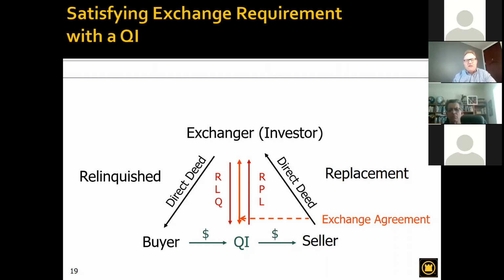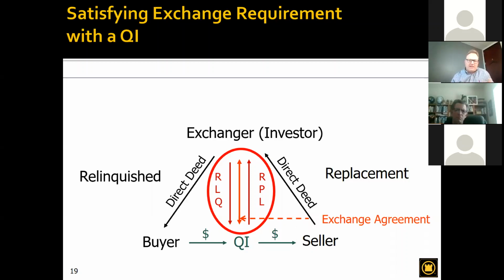But as you can see, the investor right here, they gave up real estate and they received real estate. They never touched any cash. And again, the instrument that makes all of that happen is the exchange agreement. Again, probably one of the most important things to remember is that that document has to be in place prior to close. If it is not, you do not have an exchange.